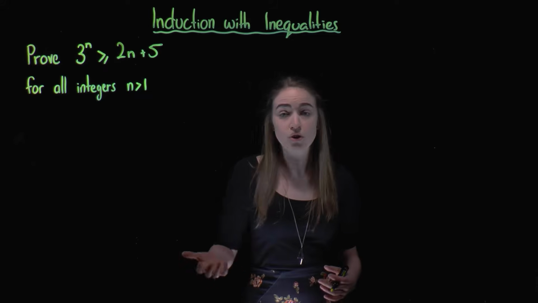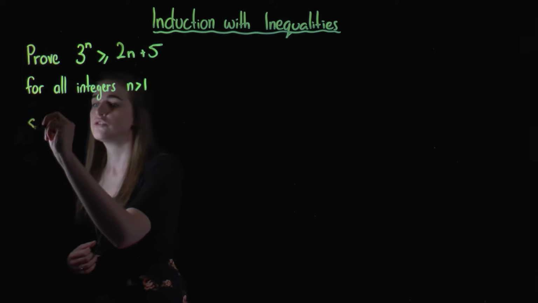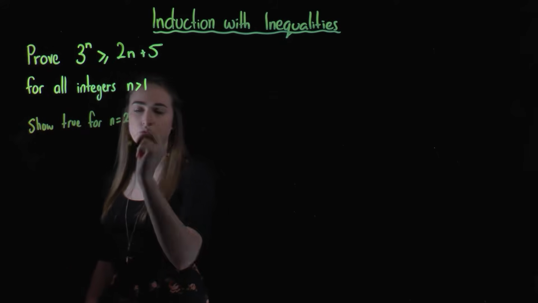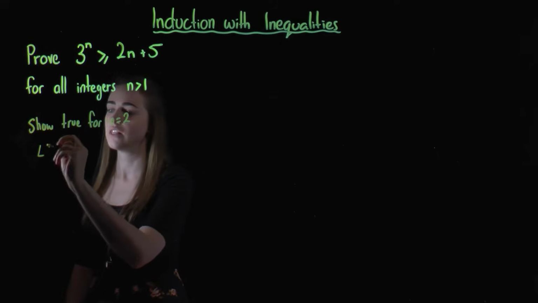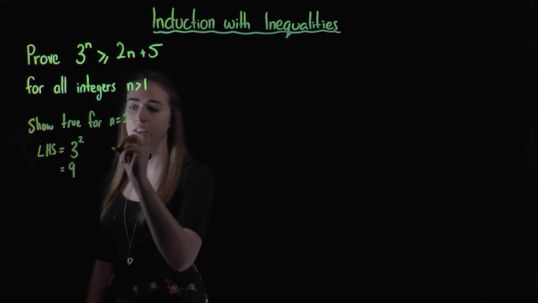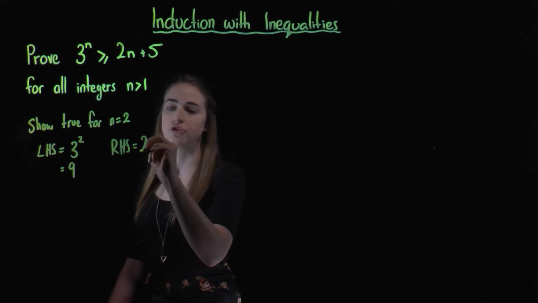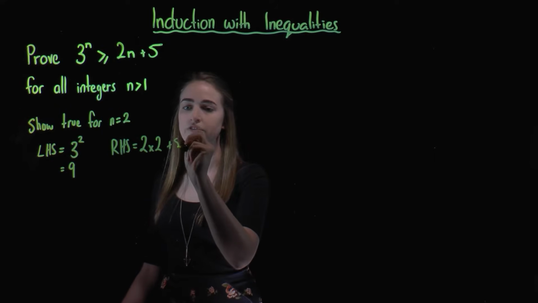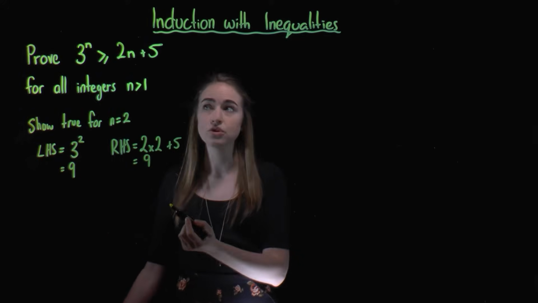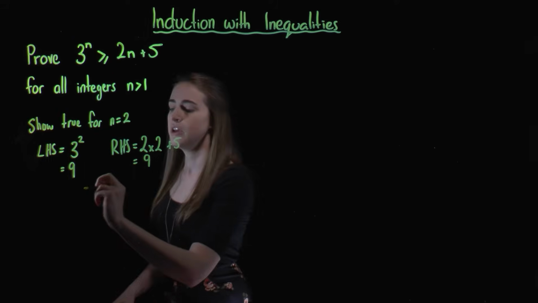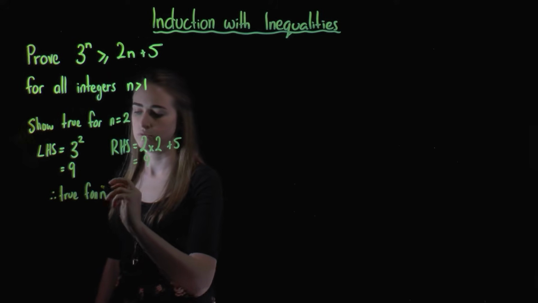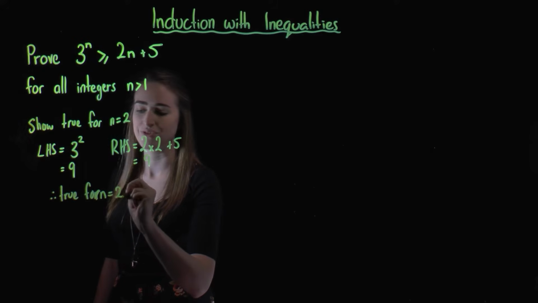So we're going to show that it's true for that first value, n is equal to 2. So that means we're just going to substitute 2 in. Our left-hand side would be 3 to the power of n, so 3 to the power of 2, which is 9. And for our right-hand side, we're going to have 2 times n, which is 2, plus 5. So that would be 4 plus 5, which is 9. So because the left-hand side does equal the right-hand side, and we wanted it to be greater than or equal to, we can write therefore true for n equals 2.